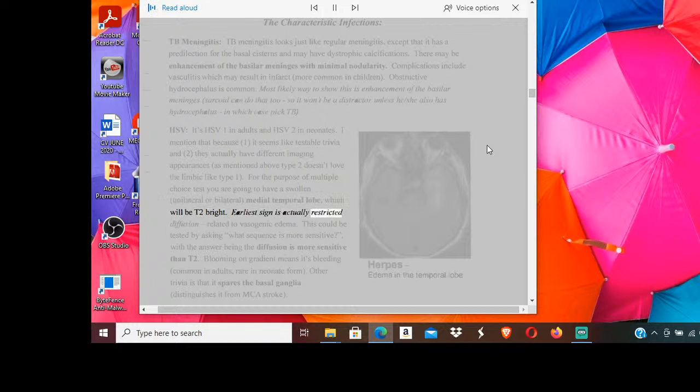Earliest sign is actually restricted diffusion, related to cytotoxic edema. This could be tested by asking what sequence is more sensitive, with the answer being that diffusion is more sensitive than T2. Blooming on gradient means it's bleeding, common in adults, rare in neonate form. Other trivia is that it spares the basal ganglia, which distinguishes it from MCA stroke. Herpes edema in the temporal lobe.